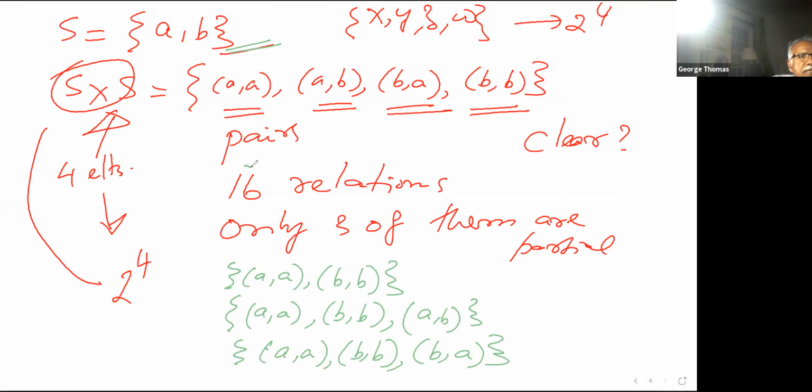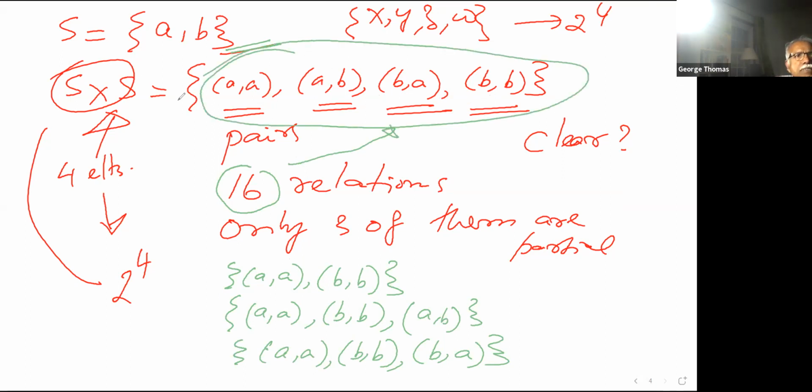There are 16 subsets you can make out of this. Are you happy with that? There are 16 subsets you can make out of this. Agreed? Yes. Every subset of S cross S is called a relation. But out of those 16 subsets, only 3 are partially ordered sets.